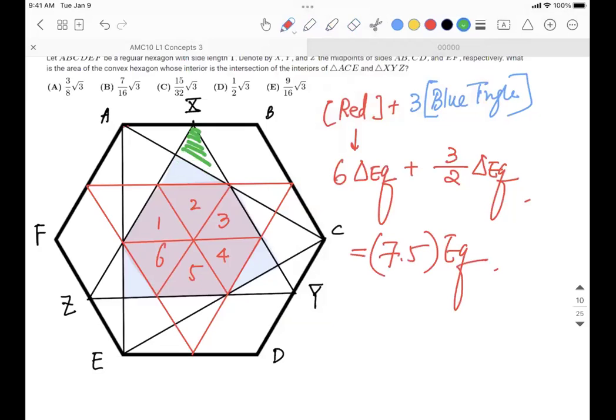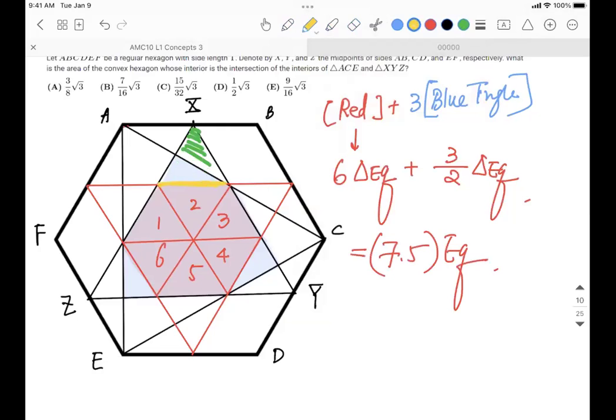But how can I determine the equilateral triangle's area? Again, it goes to the same thing. As long as I know the side, I'll be able to determine the area. Is the side easy to determine? I'm going to use the color here. This is your side. Your side. This is your side. It means what?